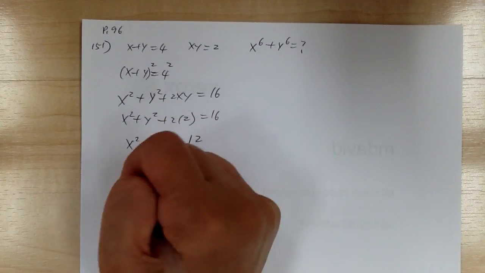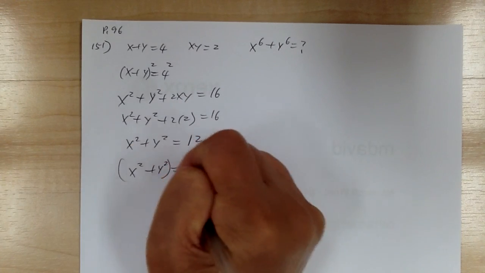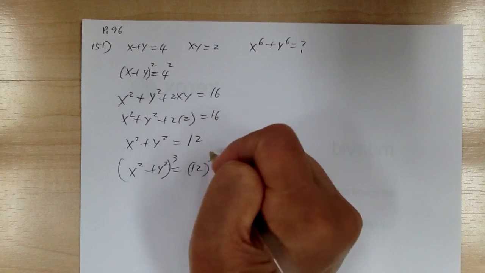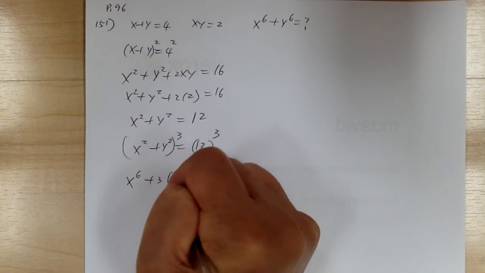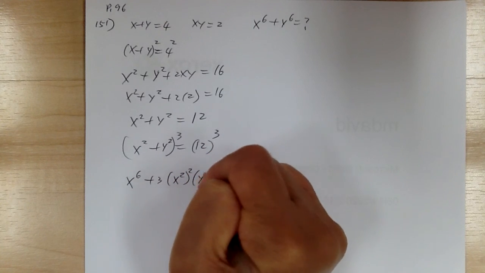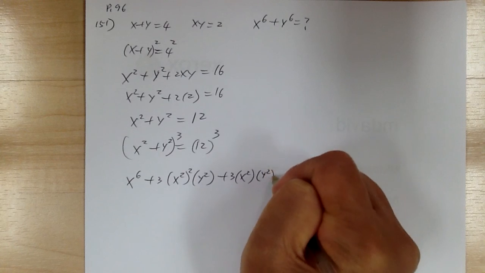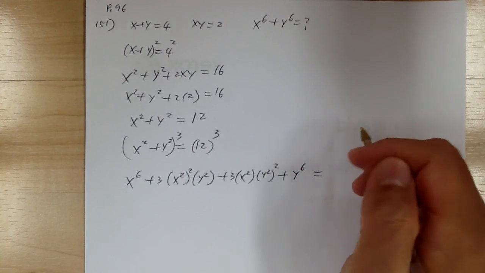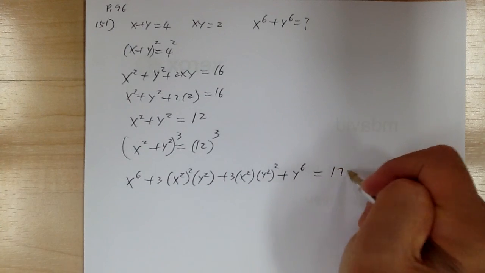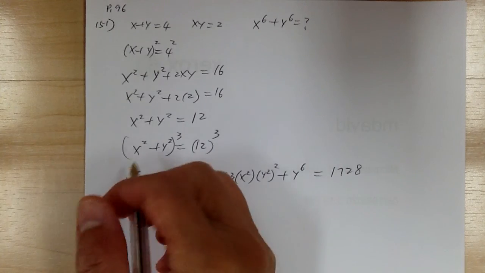So again, don't mess with that. Let's just write it one more time, and let's cube both sides. So you're going to get x to the 6 plus 3 times x squared squared y squared plus 3 times x squared y squared squared plus y to the 6 equal to, you cube that, you get 1728. So again, this is what we need, so let's gather it together.